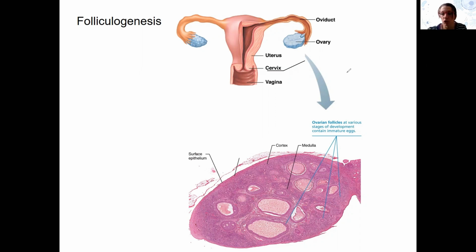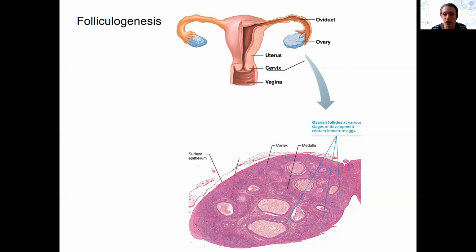Folliculogenesis is the production of a follicle within your ovaries. A follicle is a layer of cells that surround an oocyte. At least that's what a follicle is in the ovary. So the supporting cells that support the development of the oocyte are going to be follicle cells, somewhat similar to our Sertoli cells in the sperm.